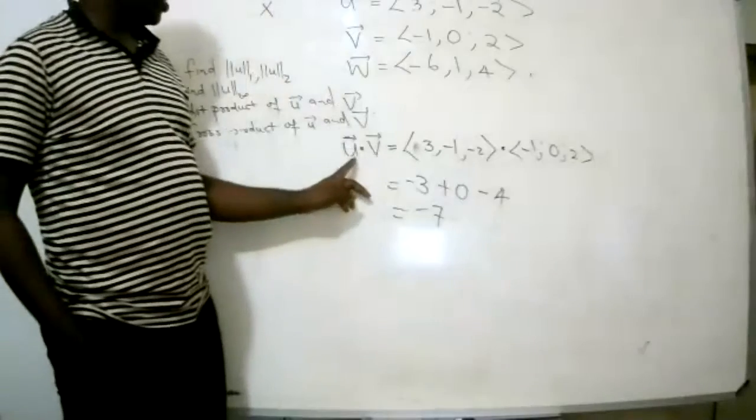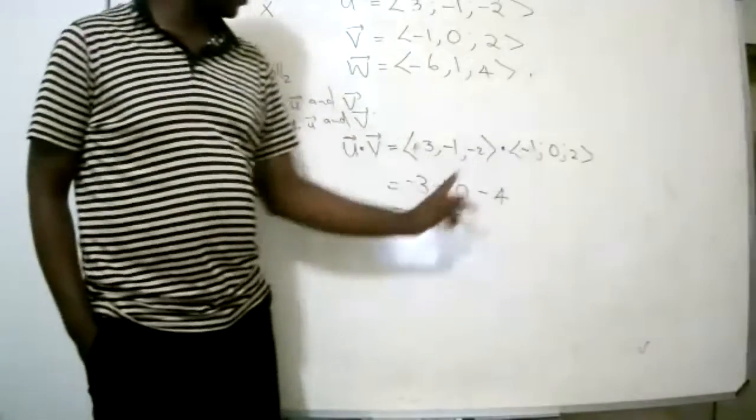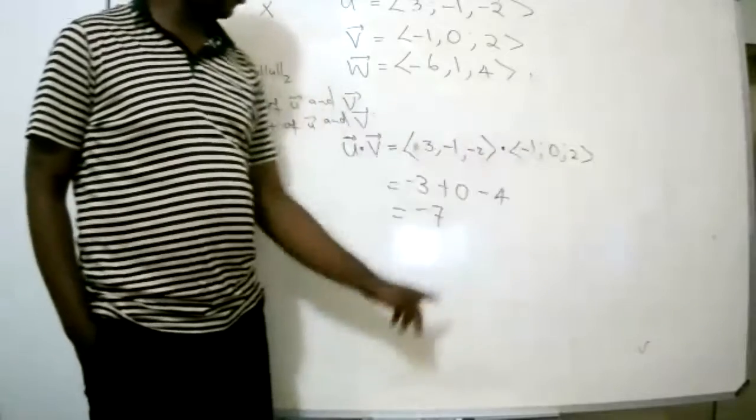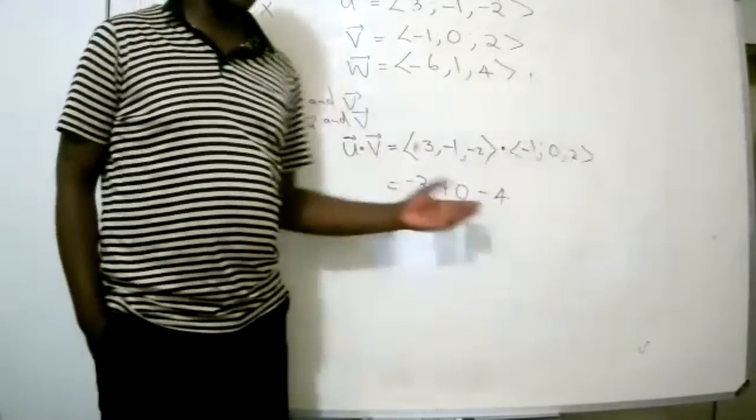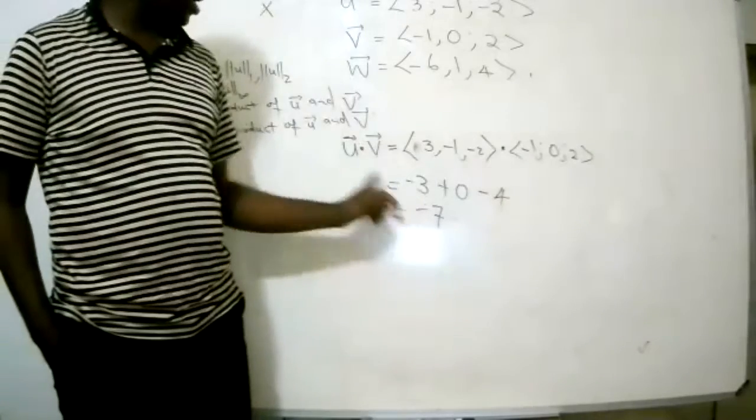So then for the cross product, we look at the first component, then the second component, then the third component, and from there at the end we get the product.